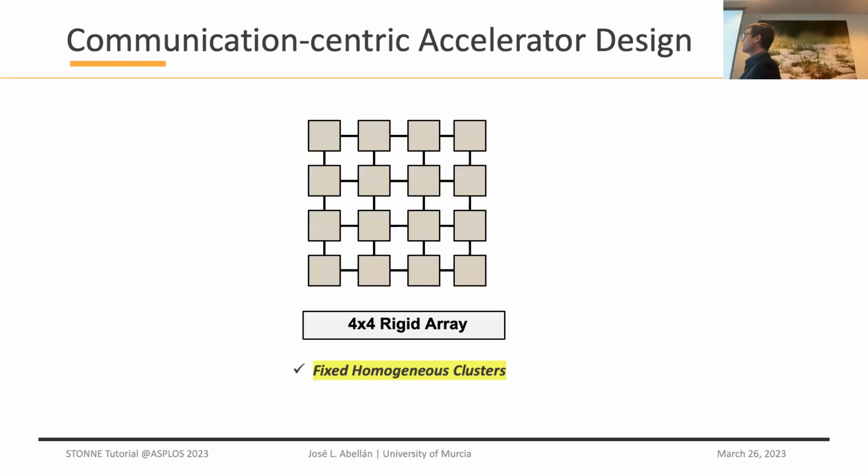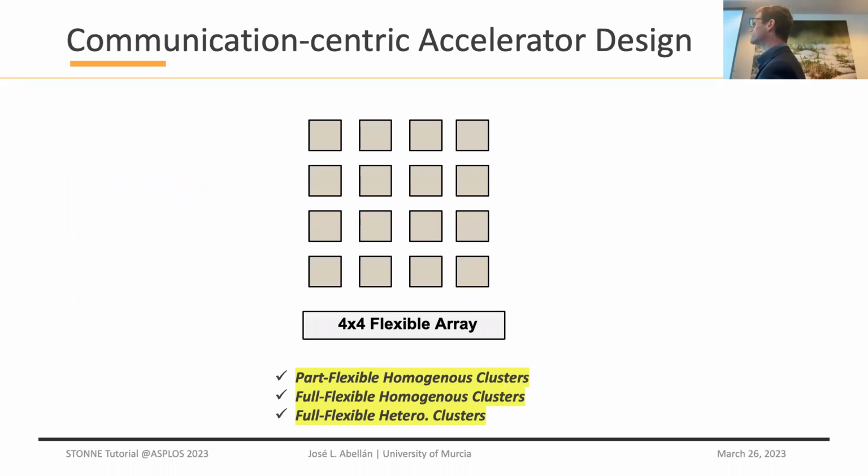And now, why do we need these flexible accelerators from the perspective of communication? Let's focus on designing communication-centric accelerators. So this is the typical systolic array, a rigid array. This provides fixed homogeneous clusters, as I described earlier. But how are we going to provide partially flexible, fully flexible, heterogeneous, and homogeneous clusters? What we need to do is to first isolate the processing elements from the interconnect. This is the first part of the design.